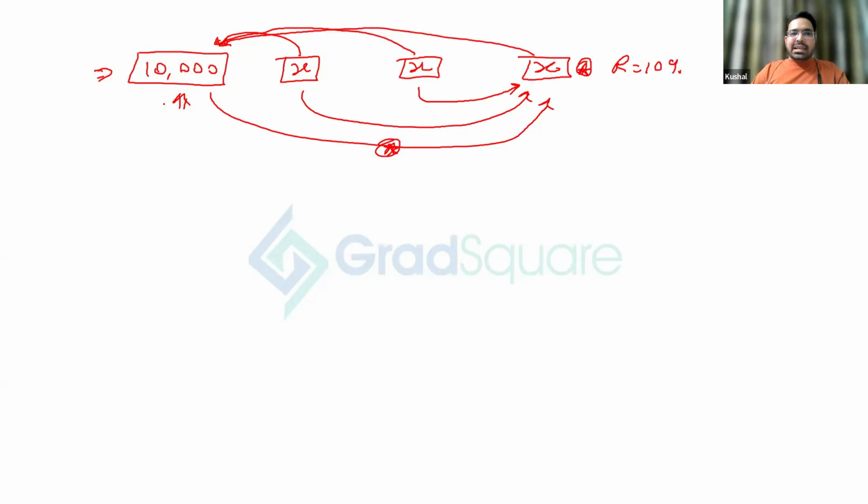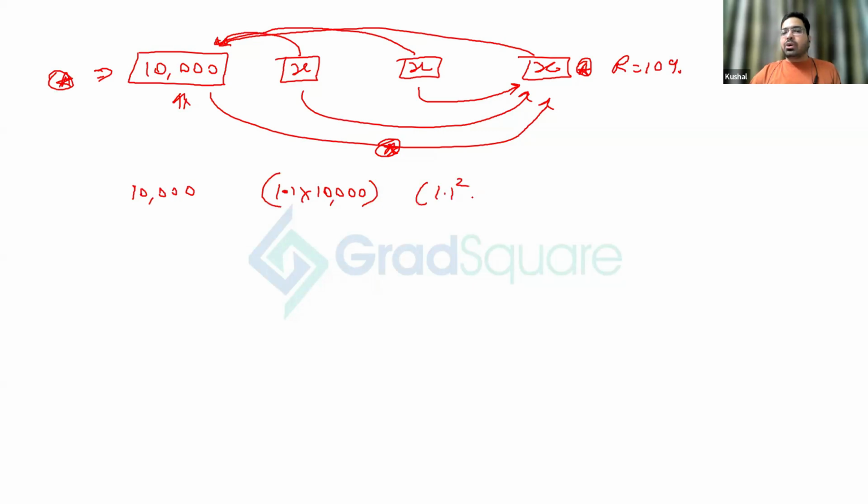Now, let's say I start with 10,000, and let's first look at increasing this money for 3 years. So this is going to become what? 1.1 into 10,000. I'm just giving you one example. This is not related to this. I'll come back to this example a little later. Now 1.1 times 10,000 is what this value will be.